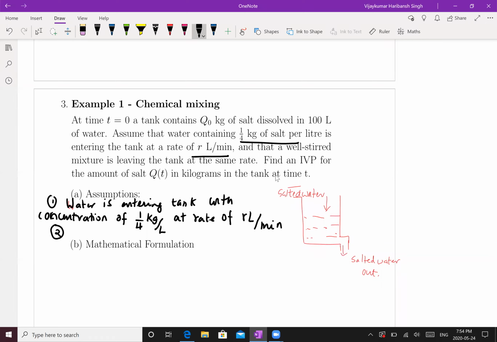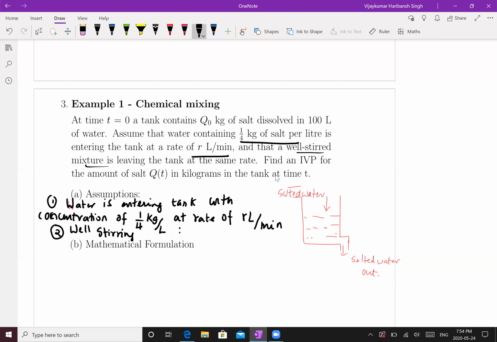Assumption two is that the water is well stirred. So there's well stirring happening, right? And third, of course, the salt cannot be created nor destroyed in the system. We are not talking about any chemical reaction leading to the creation or destruction of salt. So now let's make a mathematical formulation out of it.